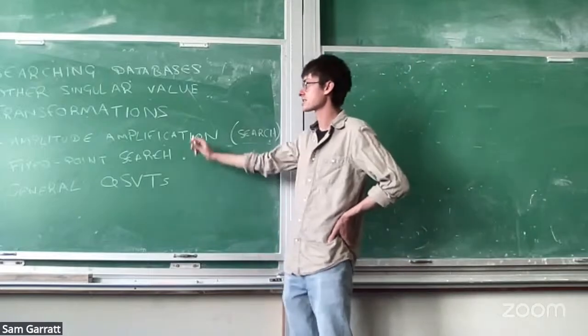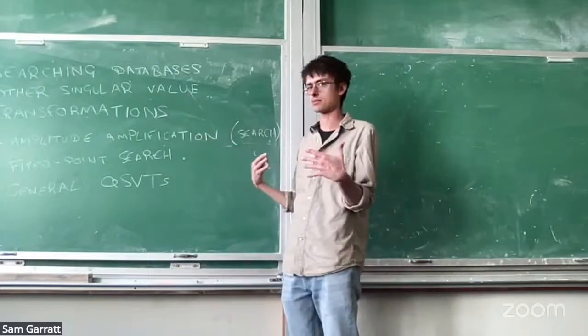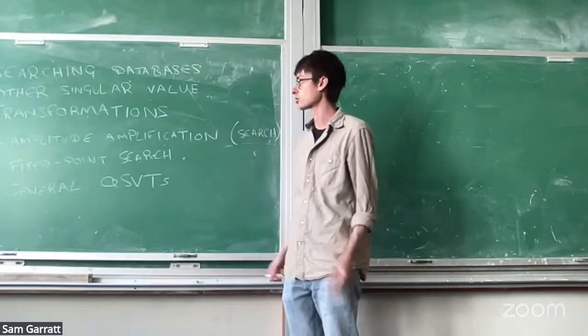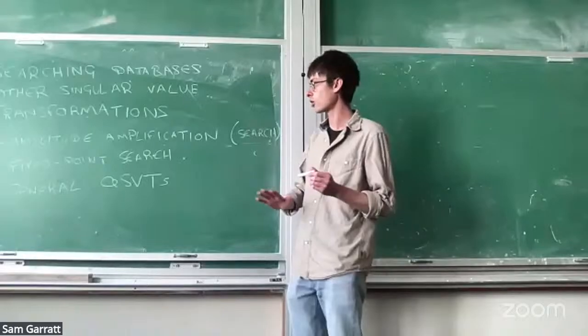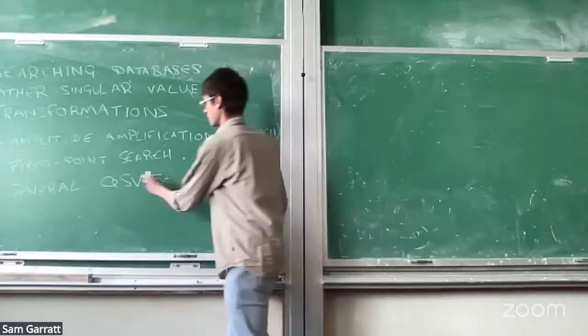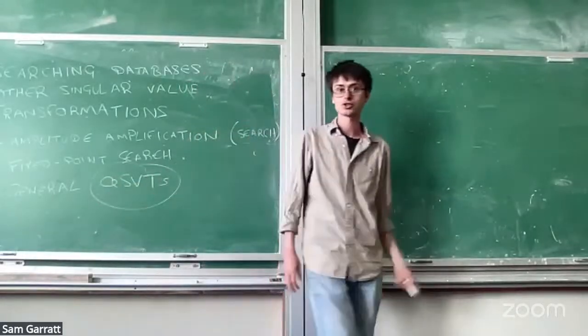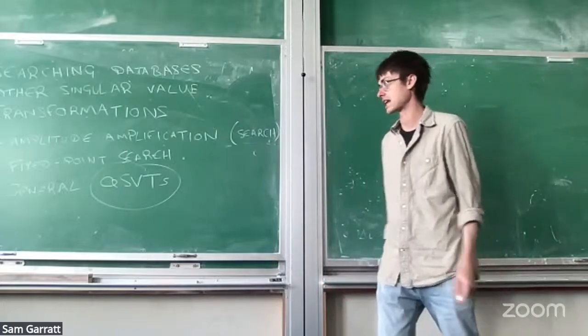After talking about the standard Grover search, which has a kind of simple geometric interpretation, we'll show how the ideas developed in that algorithm can be modified to give you a whole host of other algorithms within this framework of quantum singular value transformation, which was developed over the last decade or so.